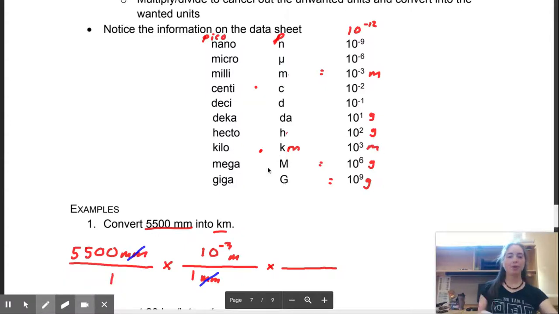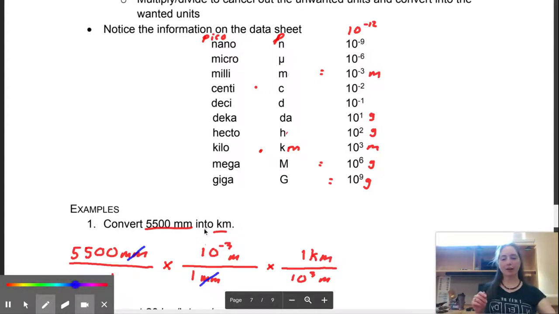Well, in 1 kilometer, there's 10 to the power of 3 meters. I want to get rid of that 10 to the power of 3 meters. Okay? So I go 10 to the power of 3 meters here because, look, I want to cancel out those meters. I don't want meters. I want kilometers. And so I put my 1 kilometer there. I go and I look at, okay, well, I've got meters. My meters cancel, and now I'm left with kilometers.